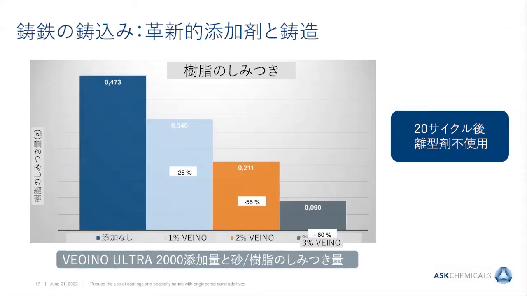If you want to have it in numbers, you see it here. With no additive, we had 0.5 grams of residue in the toolbox. When we went to Veno Ultra 2000 with 2% addition, we were capable to reduce this residue by 55%. And if you go to 3%, you can reduce it even by 80%. That means almost nothing sticking in the core box after 20 cycles without any cleaning.